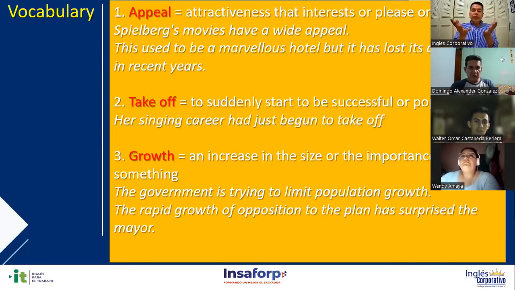So growth, in the case of a product, for example, is that it is going up and up, right? It's becoming more and more important, in size, in quality, in promotion, popularity, etc. And this example of population growth is more people, right? The other thing is the rapid growth of opposition. Majors are part of the political importance in El Salvador, right? For example, in San Salvador, what is the name of the major? The major of San Salvador is Mario Duran, I guess. Mario Duran, yes. So this guy is the major.